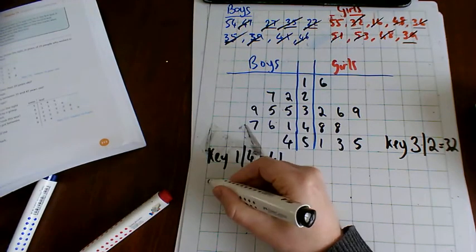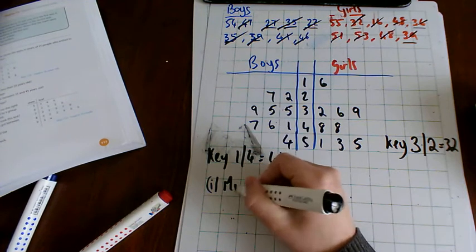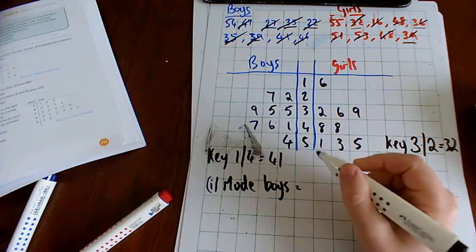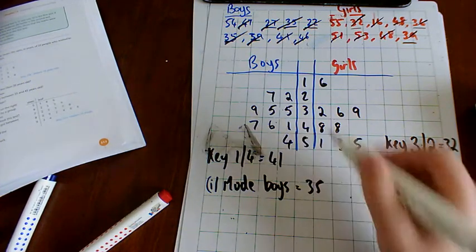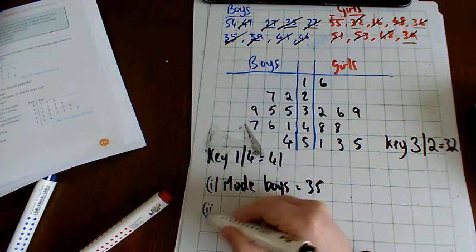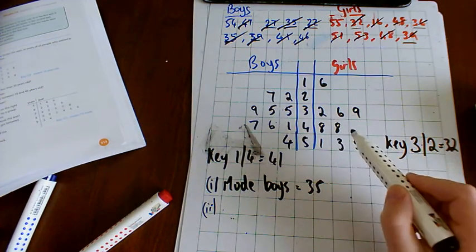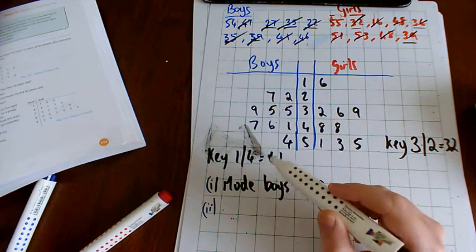So if I look out, say, the mode of the boys. Which one occurs the most of the boys? It's 35, it occurs twice. If I was asked the mode of the girls, the mode of the girls is 48. Now if none of them were the same, you'd just say no mode.